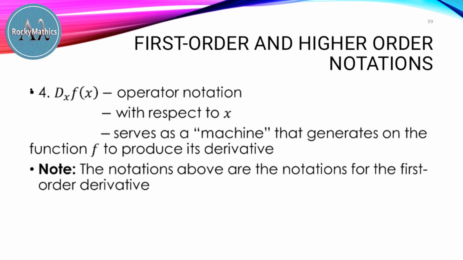Okay, the fourth one is what we call the operator notation with respect to x. This serves as a machine that operates on the function f to produce its derivative. This d sub x here serves as an instruction that you are going to find the derivative of f of x with respect to x. Now we have to take note that the first four notations are the notations for the first order derivative.